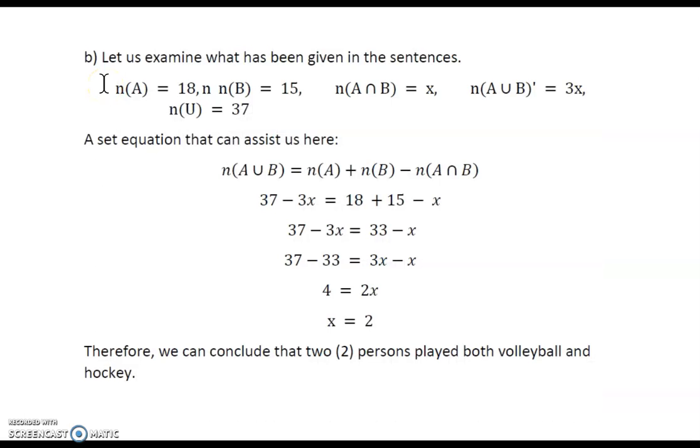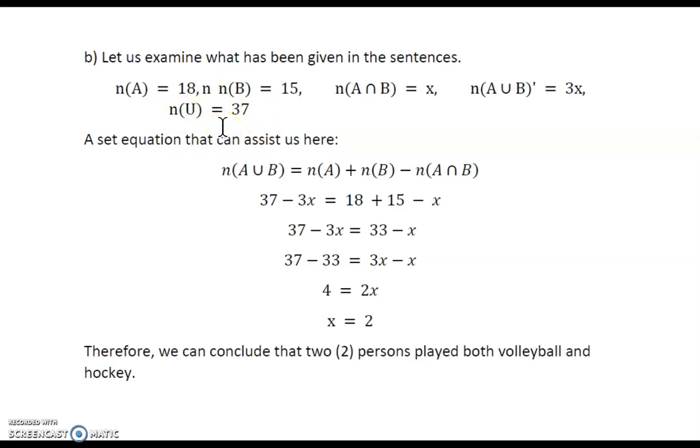Alright, in the problem we are told the number of persons that play volleyball is 18. The number of persons that play hockey is 15. And the intersection here, that is the number of persons that play both volleyball and hockey, is X. And the number of persons that do not play volleyball or hockey is 3X. And 37 persons responded in the survey, so this represents the universal set.